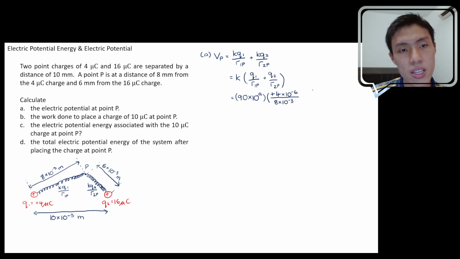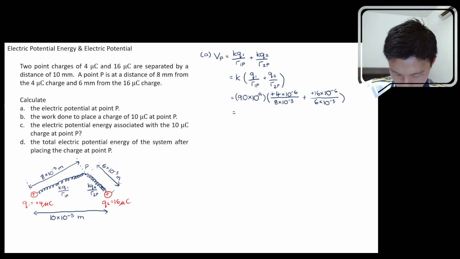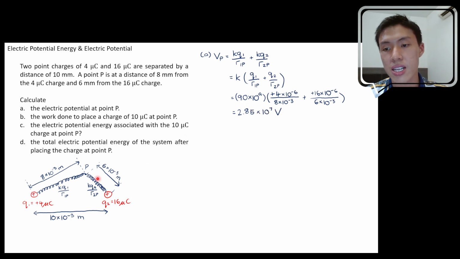So that's R1P. Next, we have Q2. Q2 is a positive charge as well, so it's positive 16 microcoulomb, divided by the distance from Q2 to P. That distance will be 6 mm. So if we put it into our calculation, I believe you'll get an answer which is 2.85 times 10 to the power of 7 volt. Okay, so this value here represents the electric potential that we have at this point P over here.